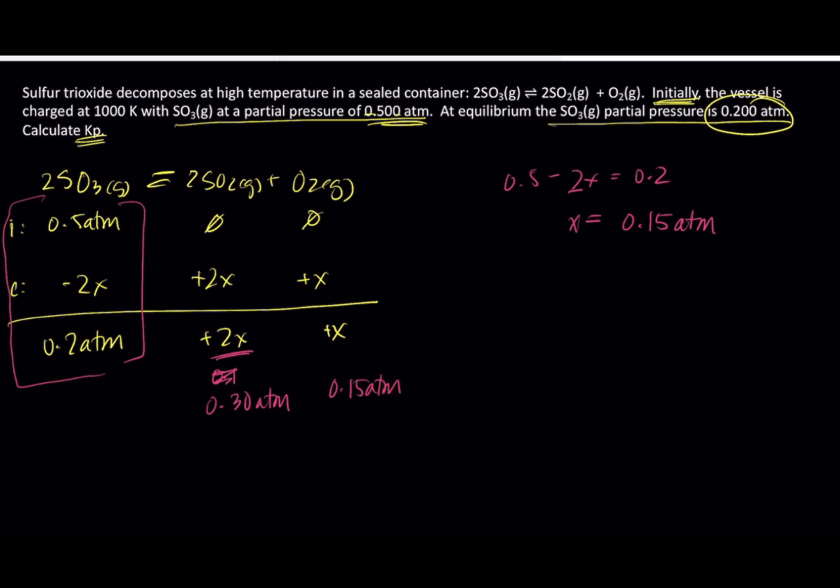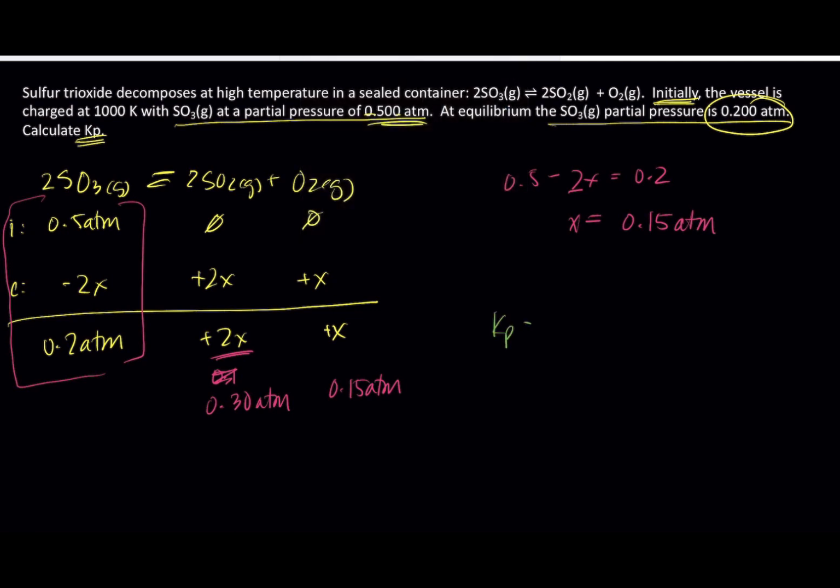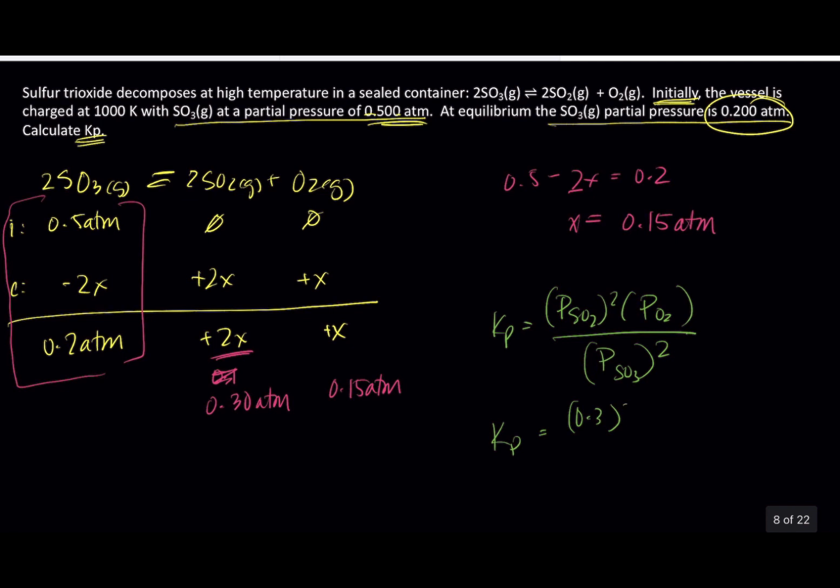And then I can take all of that and plug it into my Kp, right? So my Kp, let's go ahead and write down what the expression is. So Kp is partial pressure of SO2 squared times partial pressure of O2 over partial pressure of SO3, also squared, right? And so we'll just plug in our pieces. Kp is equal to 0.3 squared times 0.15 over 0.2 squared, and solve for Kp.